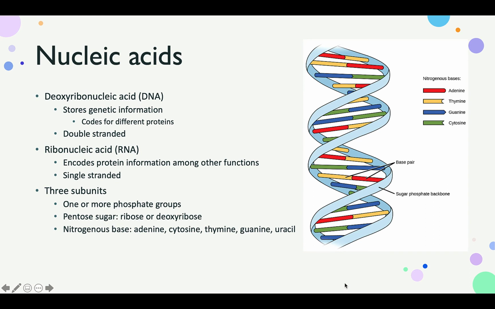So looking at nucleic acids now, deoxyribonucleic acid, commonly known as DNA, stores genetic information, and this helps code for different proteins, and it's double-stranded. Ribonucleic acid, or RNA, encodes protein information among other functions and works with DNA to help make those proteins. It's single-stranded. Nucleic acids consist of 3 different subunits: a phosphate group, or multiple, a pentose sugar, like ribose in the case of RNA and deoxyribose in the case of DNA, and nitrogenous bases as well. So there's adenine, cytosine, thymine, guanine, and uracil between the 2 nucleic acid types.